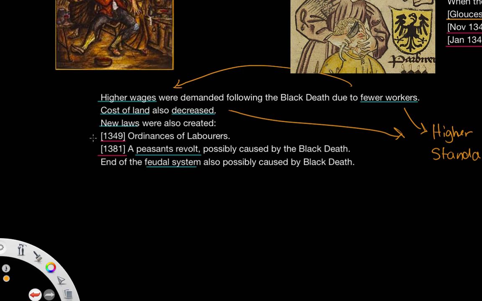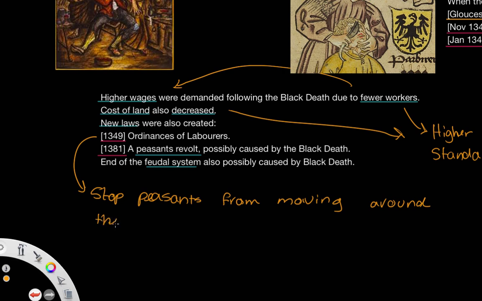Well, we have one very specific piece of legislation here in 1349, okay? So this is just before the end of the Black Death, just the year before, okay? But it's a point where it had reached its peak and gone back down. The Ordinances of Labourers, and what this effectively did was try to stop peasants from moving around the country.